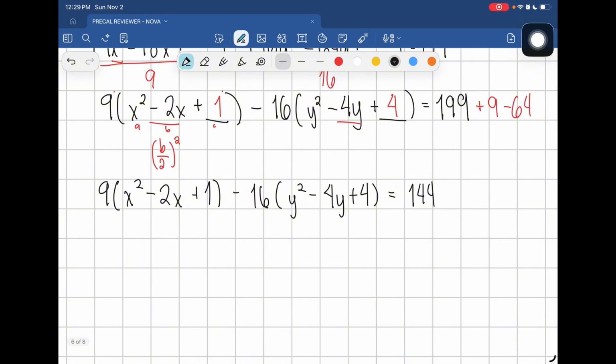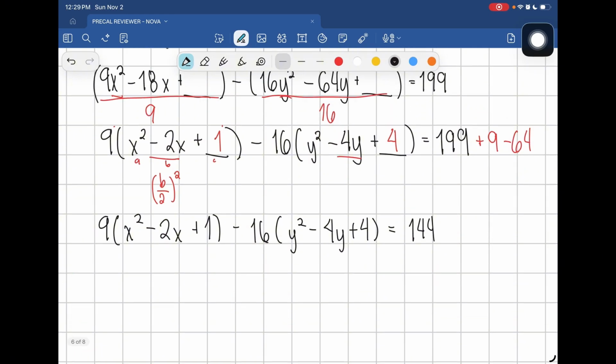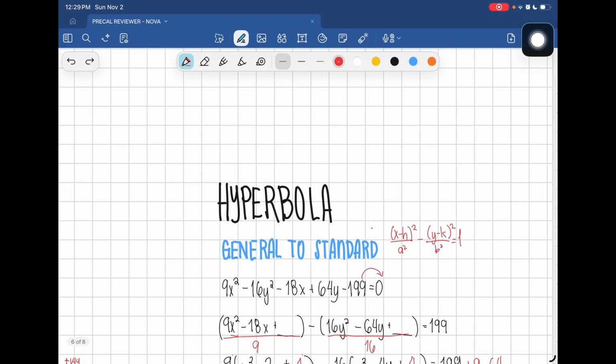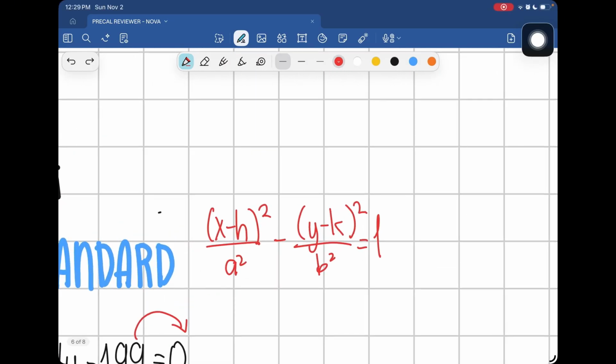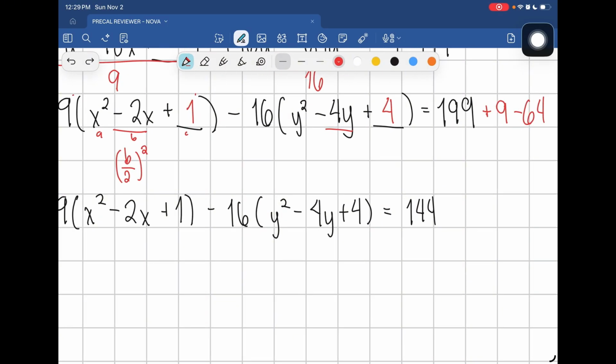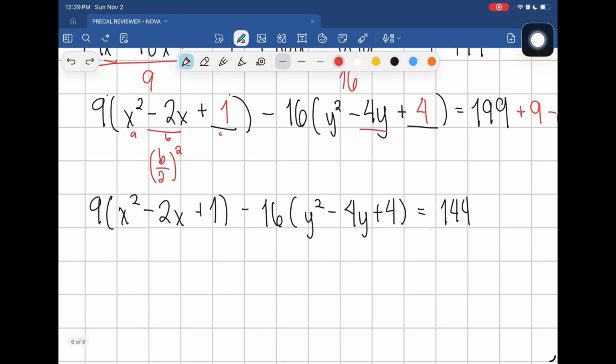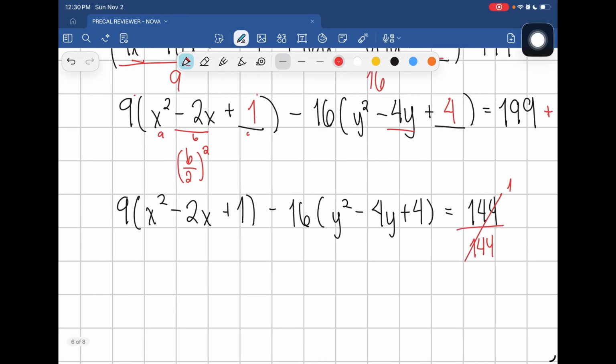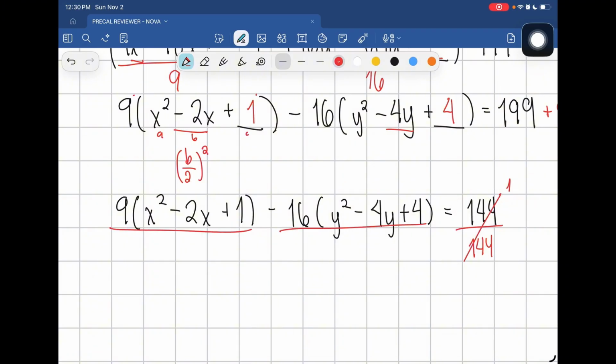After that, we're going to want to make the right hand side into 1. Why? Because we are finding the standard equation, and this is the standard equation where the right hand side is equal to 1. So in order to make it into 1, we have to divide all the terms by 144, so we can turn this into 1. So let's divide it here too.